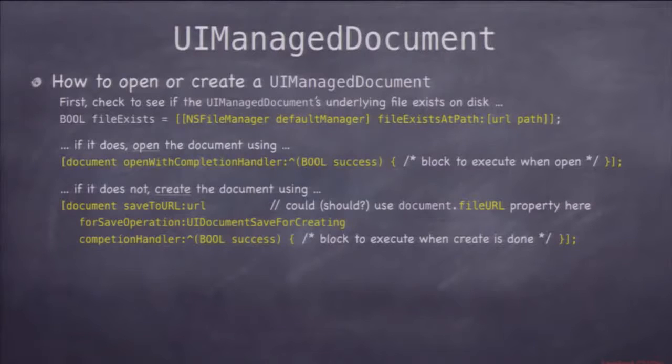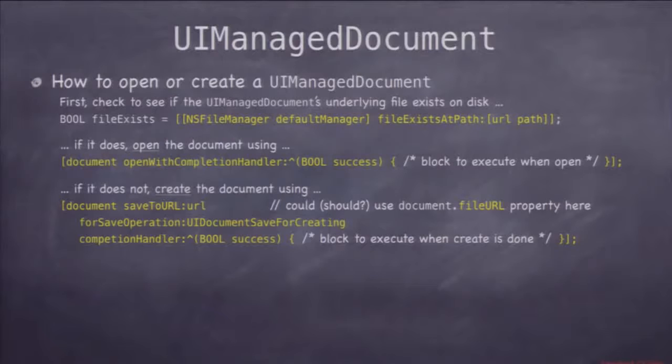If it does exist, in other words, if file exists, then we're going to open it. And the way we're going to open it is with the UIManagedDocument method open with completion handler. If it doesn't exist, then we're going to create that document on disk with save to URL. For save operation, UIDocumentSaveForCreating is the argument we want there because we're creating this file.